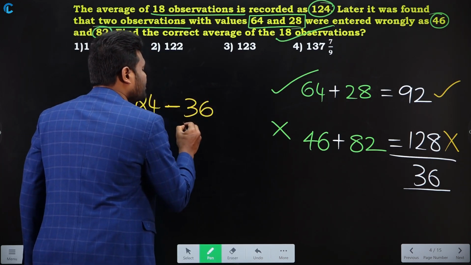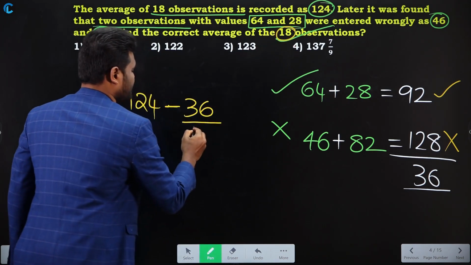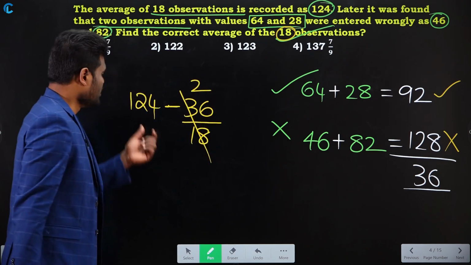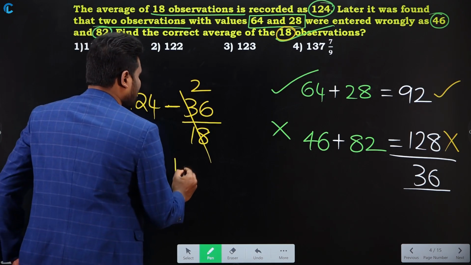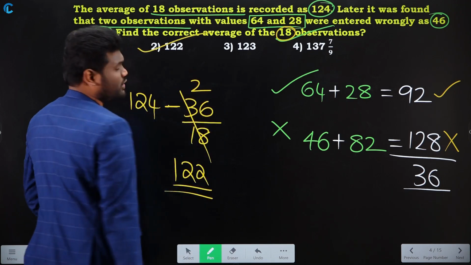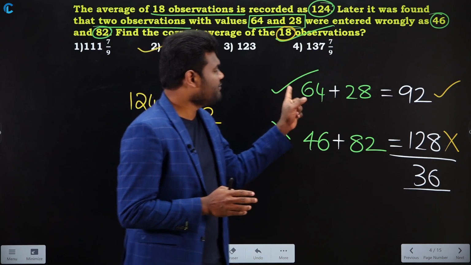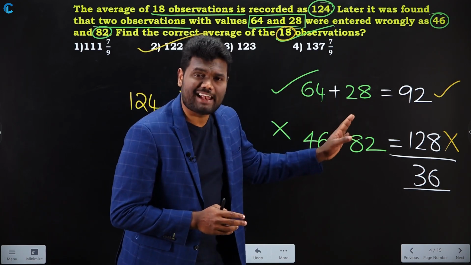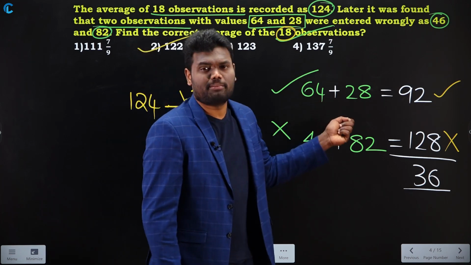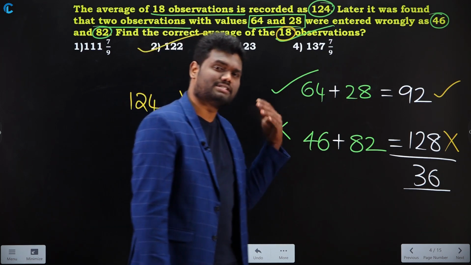But don't forget, you need to distribute and subtract. When you're distributing, total how many observations? Total 18 observations, so divide by 18. 36 divided by 18 is 2. So 124 minus 2, what is your correct average? Correct average is nothing but 122. Very, very simple. Don't get confused: even if it is 2 values or 3 values or 4 values, the concept is the same. Just add them and make it one single value. Then it is similar to whatever questions we have discussed earlier.